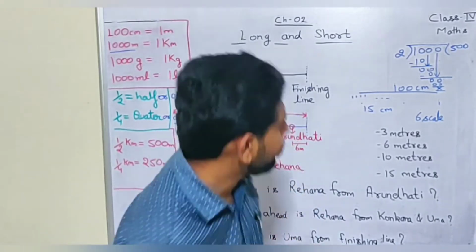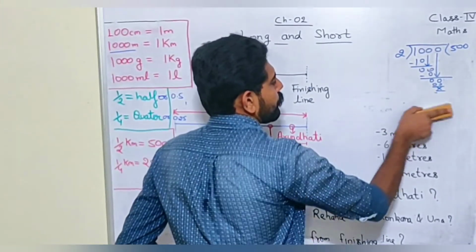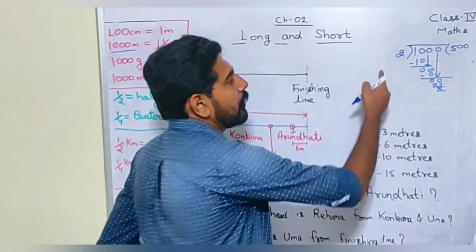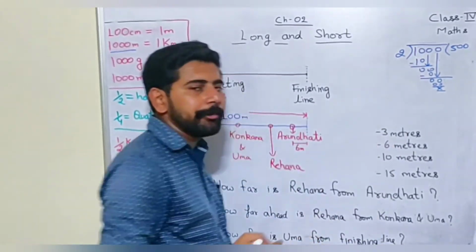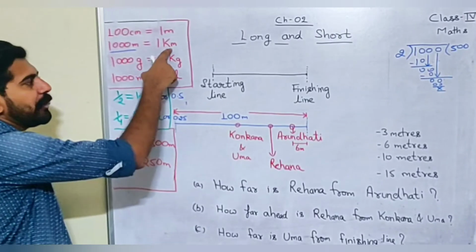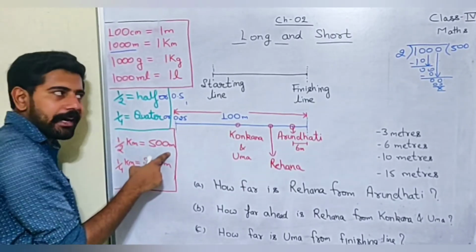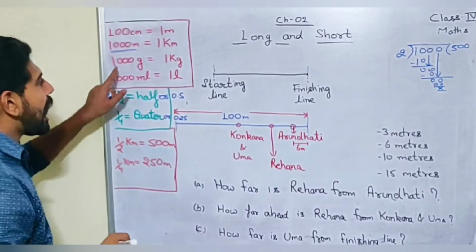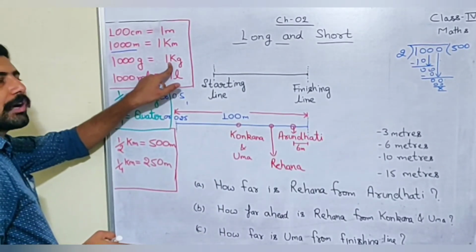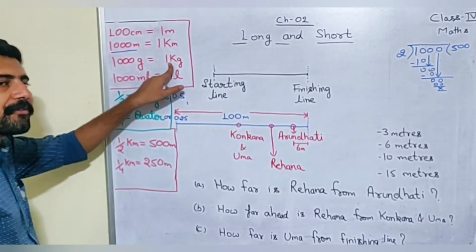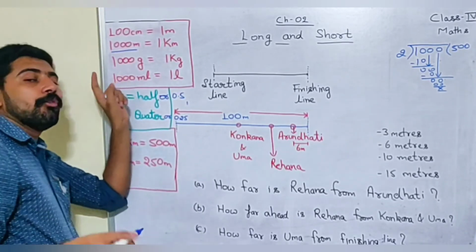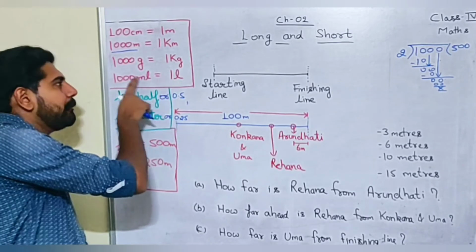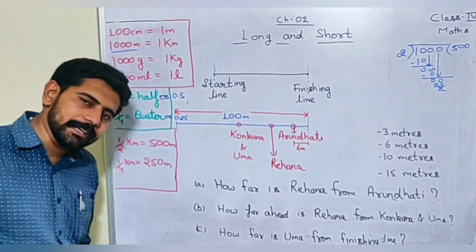Okay, that means half of 1000 meters or half of 1 kilometer will be 500 meters. Similarly, half of 1 kilogram, or we can say half kilogram, will be 500 grams. Similarly, half liter will be 500 milliliters. Okay.